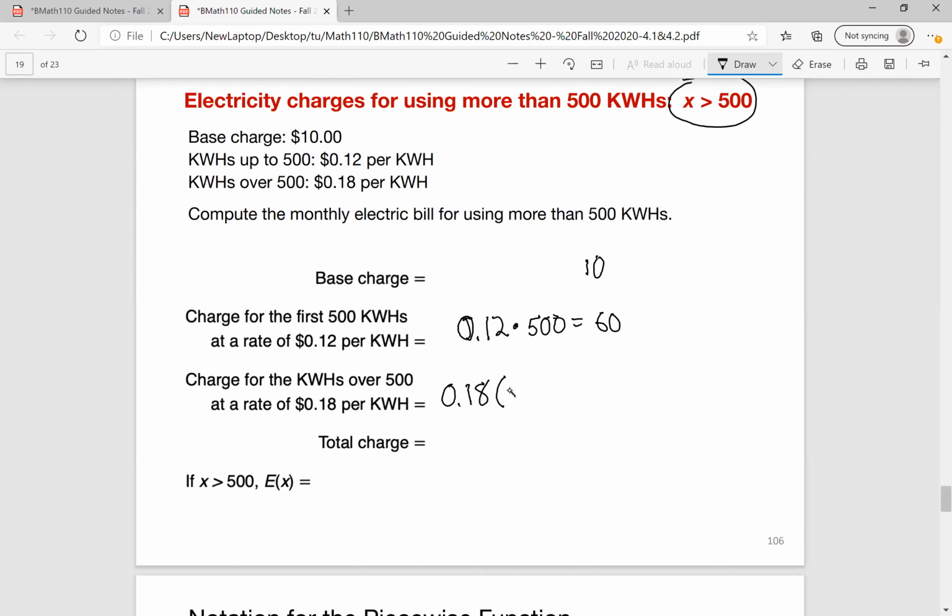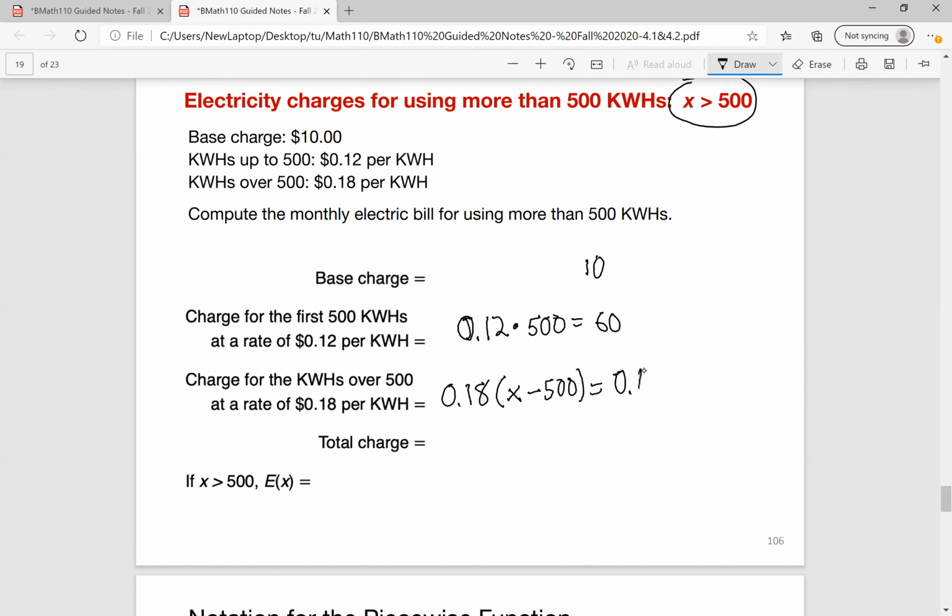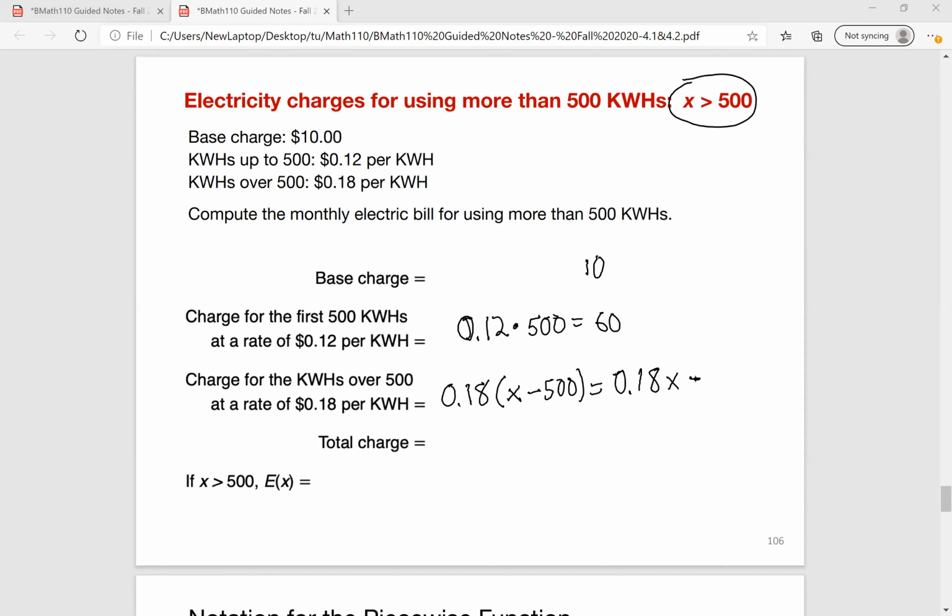at 0.18. You multiply with, okay, now what's the rest? You're gonna take x minus 500, and you're gonna do distribution, so 0.18 of x minus 500. Let's see, use a calculator. What do we have? 0.18 multiplied by 500. So now you're gonna have 90.